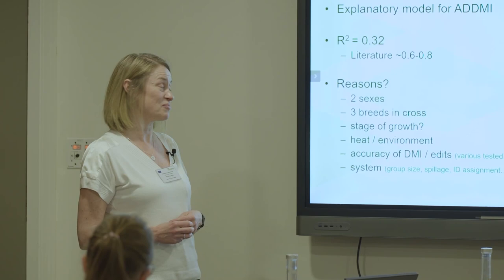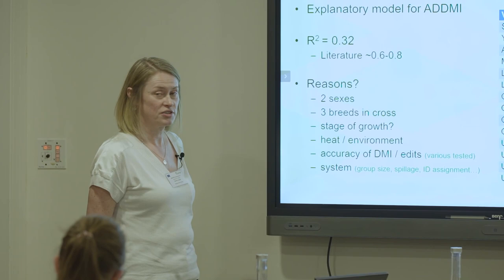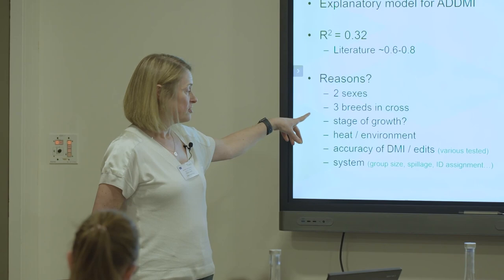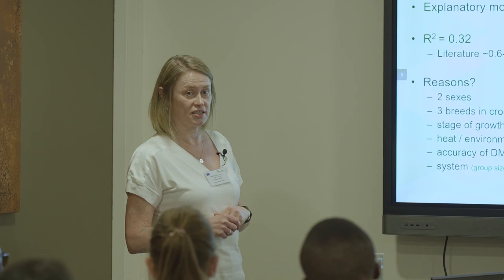Some of the reasons that I've included here: that we're analysing both sexes together, but even when we include sex in the prediction equation, it still doesn't increase the R-squared value. It may be something to do with the breed cross of the animals we're using. As I said, there's three different breeds in that cross, so that might disrupt that relationship between feed intake, growth and carcass composition.